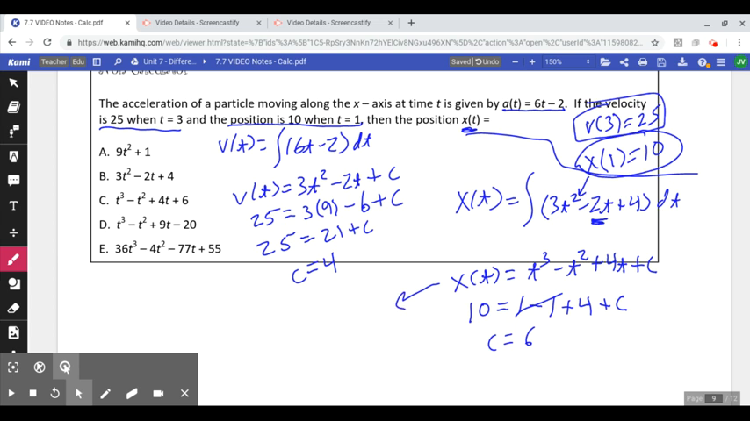So we're going to use this line right here, and we're going to go ahead and just write that out. So x of t is equal to t to the third minus t squared plus 4t plus 6. And that happens to be choice C on the multiple choice question.